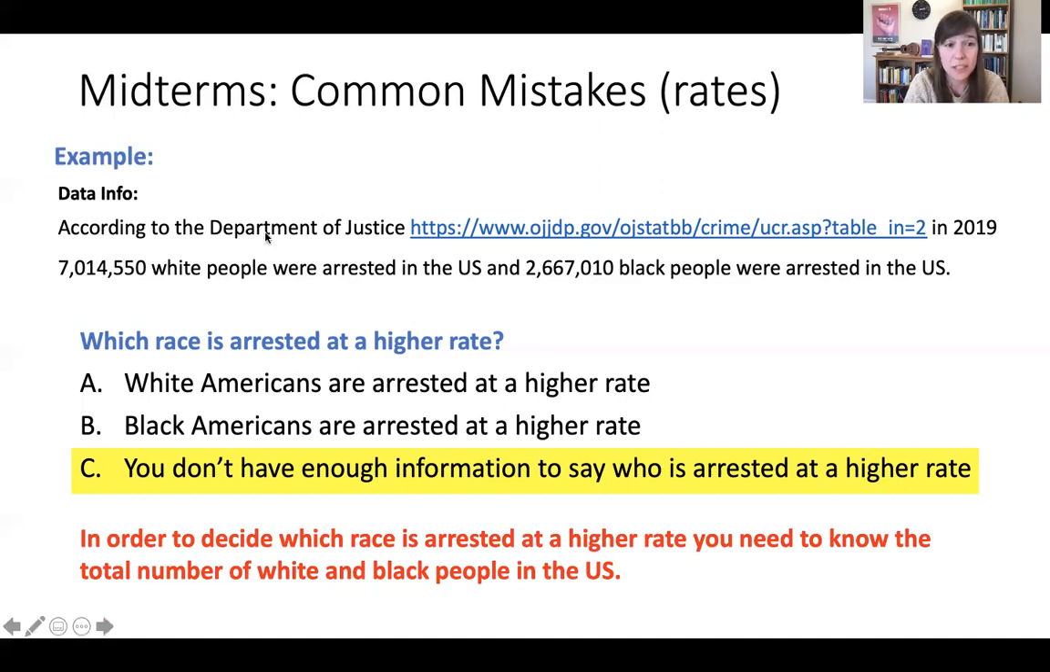So sure, this says more white people were arrested than Black people in the US. But that's to be expected because there are just more white people than Black people in the US. And so, in order to understand these numbers, you have to look at the total populations and compare the number of arrests to the total population.